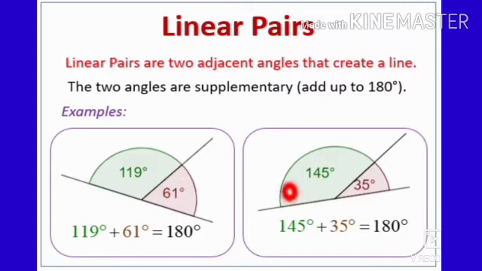And in the second example, one angle is 35 degree and another angle is 145 degree. Also these two angles are adjacent angles. It has common vertex and common arm. And also when we add these two angles, that is 35 degree plus 145 degree, it gives 180 degree, which is a straight line, and it is supplementary. So these adjacent supplementary angles are called linear pair of angles.